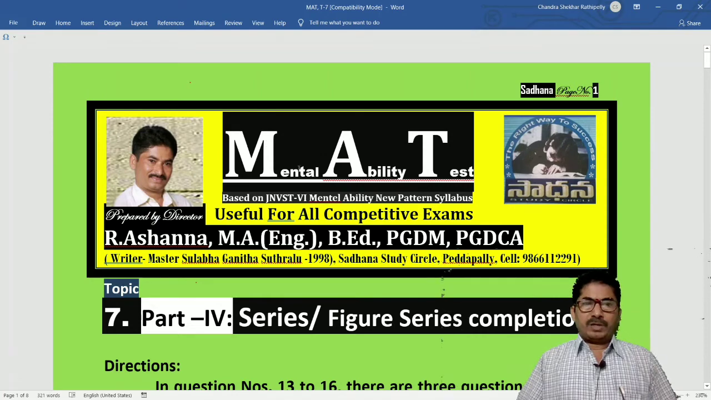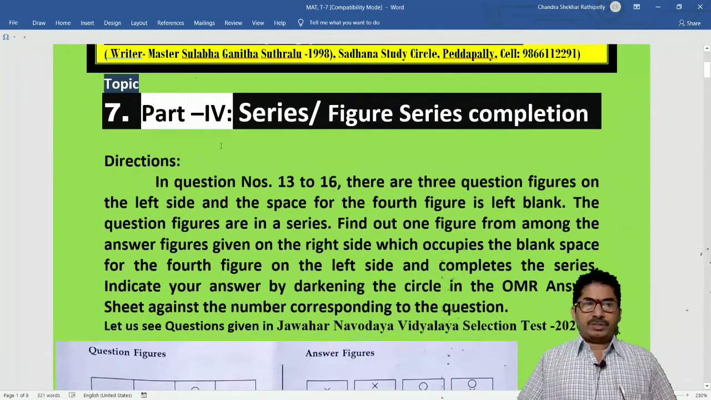Now we are going to learn one more new topic in mental ability test. That is topic 7 part 4, series or figure series completion directions.